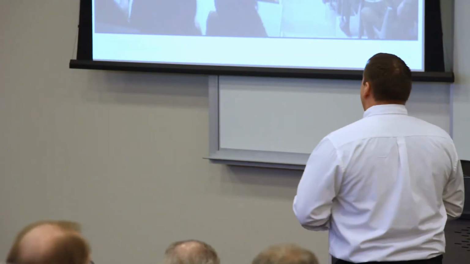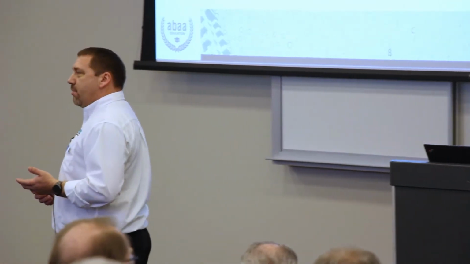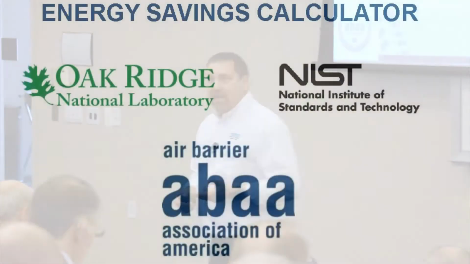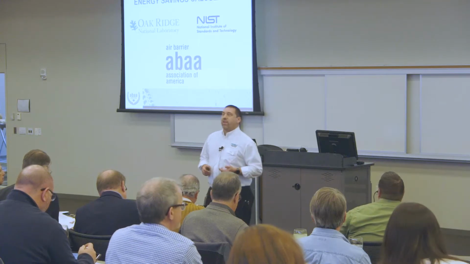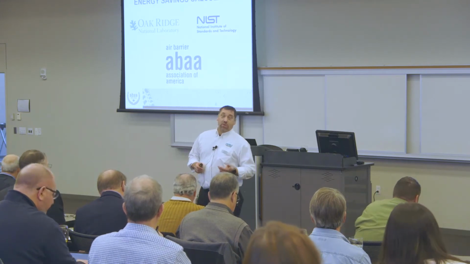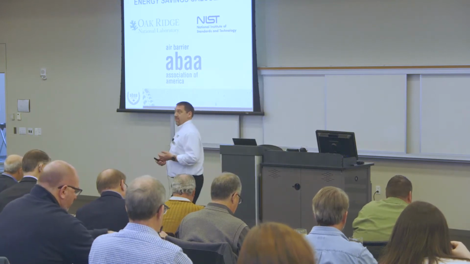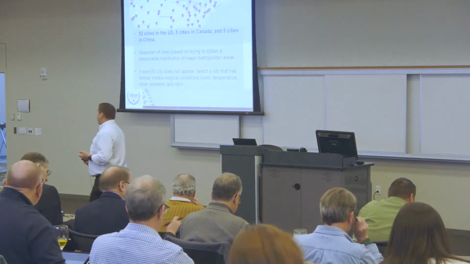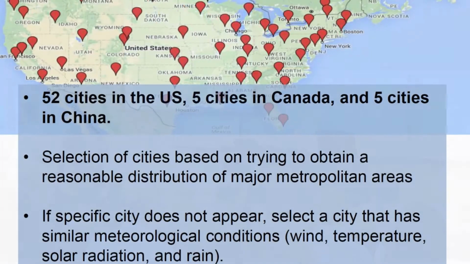One of the benefits with ABAA and some of the things we're going to talk about is the research we do. We were very fortunate at ABAA to team up with Oak Ridge National Labs and NIST, and we put together what we call the air leakage calculator. The first run at this calculator cost about $140,000 to put together. We're on phase 2. Phase 2 is only about $150,000, right? Pocket change. Not. But what do you do? We worked with 52 cities in the US, 5 in Canada, and somehow Oak Ridge suckered 5 out of China to help pay. So that was awesome.